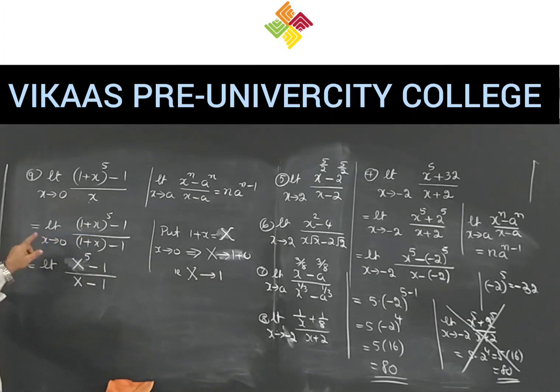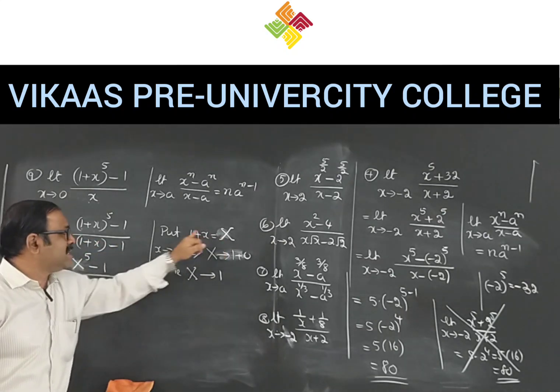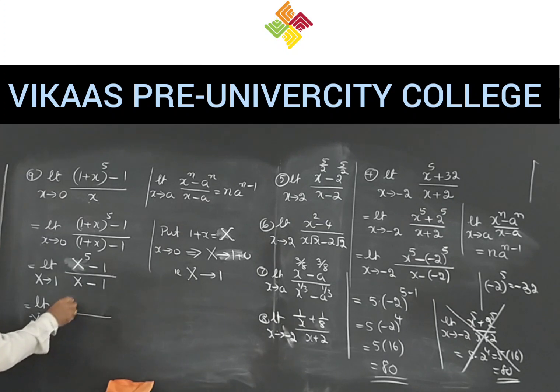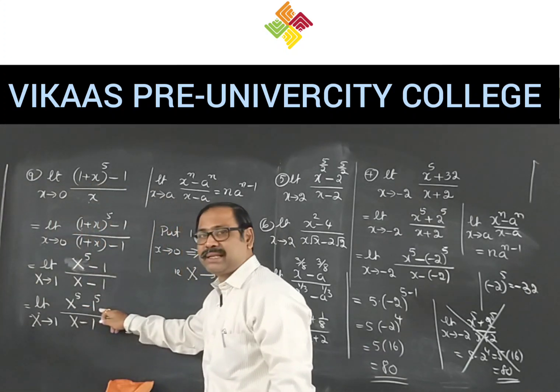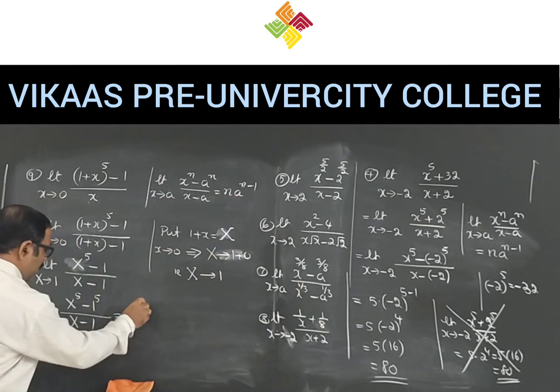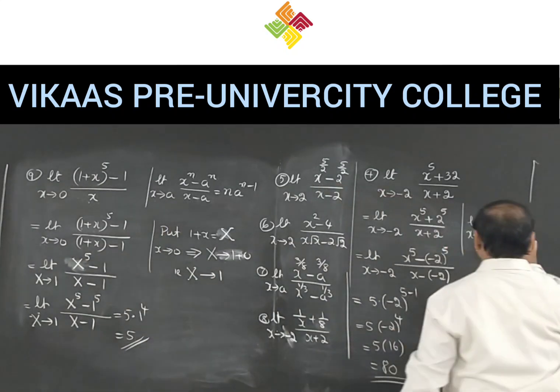Now what to do? You have to change the limit also. How do you change the limit? In the previous case, the limit was x tending to 0. Substitute x tending to 0 here, then capital X is becoming 1. That is the same as X tending to 1. So limit X tending to 1, X power 5 minus 1 power 5 by X minus 1. Now tell me, what is this limit? X power n minus a power n by x minus a, how much? That is 5 into 1 power 4. Finally, what is the answer? Answer is 5. Okay?